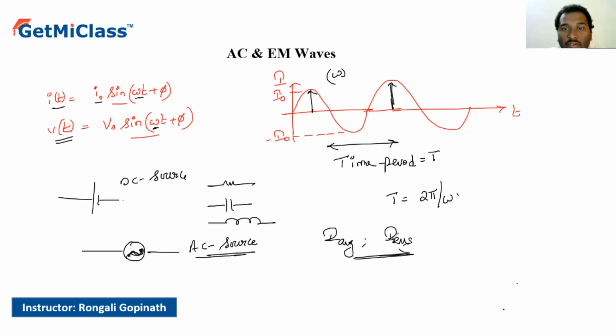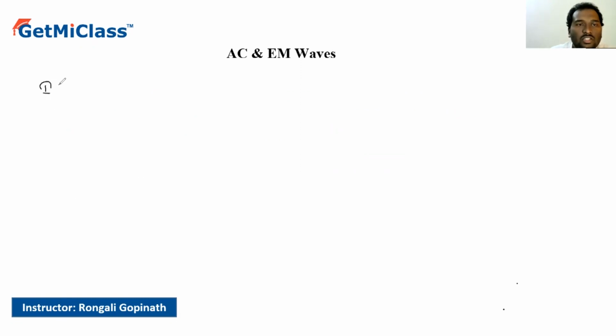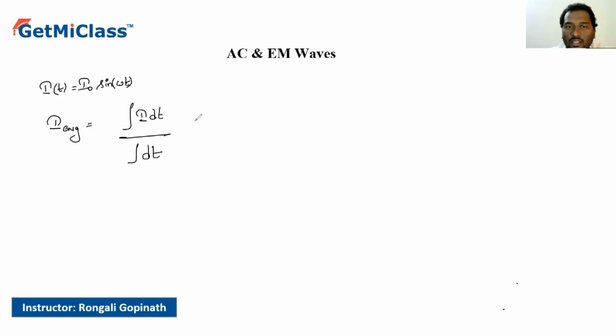But since here we have a function of time t, we will see how to find this average as well as RMS. Starting with the general equation of current, I of t equals I naught sin of omega t, the average current, I average, is given by integral I dt by integral dt. We can find a few interesting facts in this.